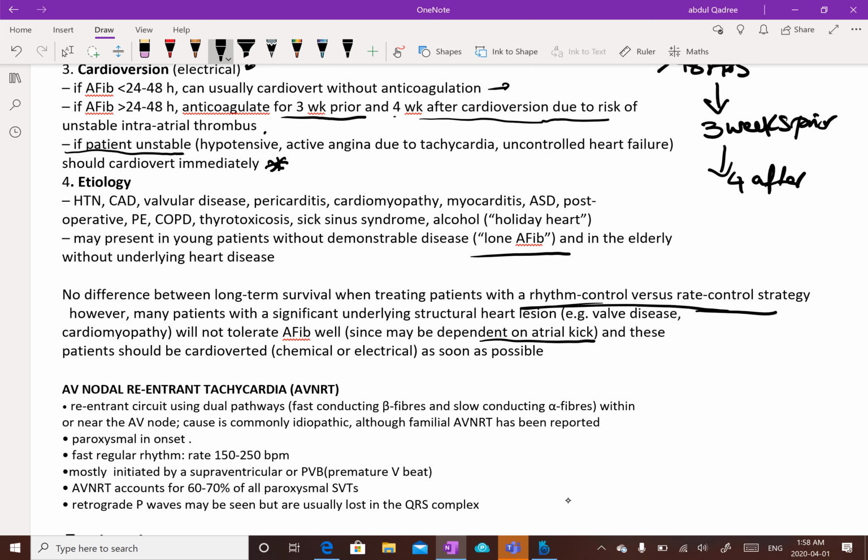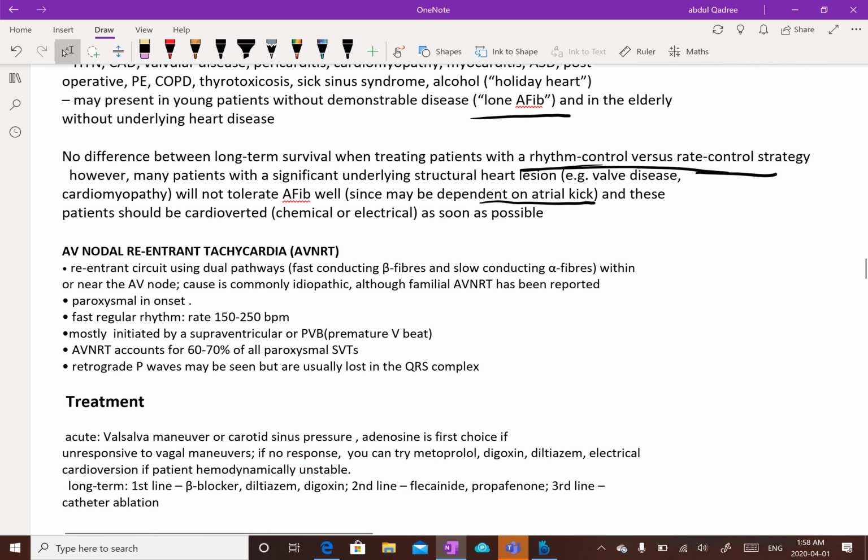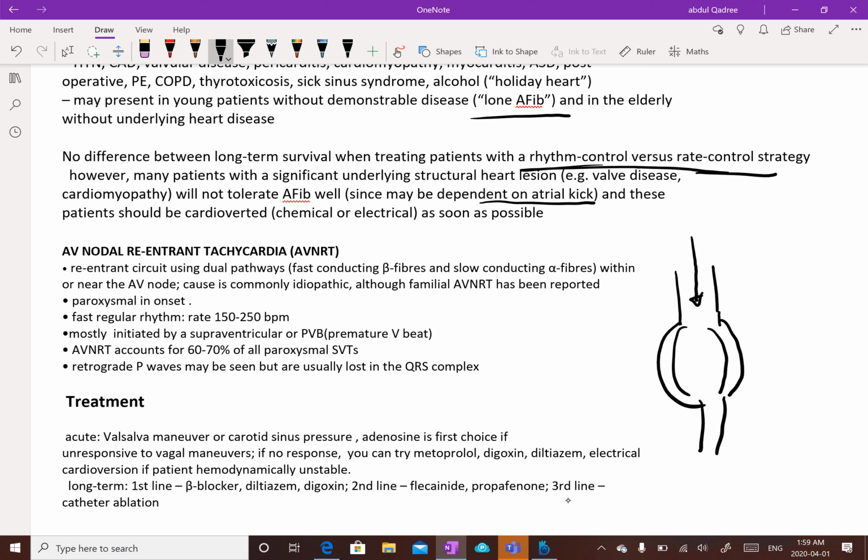Okay, so now we're going to talk about another topic called AV nodal reentrant tachycardia. I think I explained in the last video what AV nodal reentrant tachycardia was. AV nodal reentrant tachycardia is a reentrant circuit using a dual pathway. If you remember, I drew a diagram for you, and we said that the impulse is coming down to the AV node, and the AV node has a fast pathway and a slow pathway.